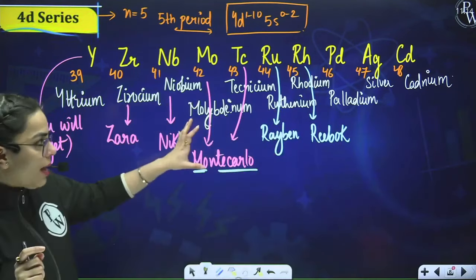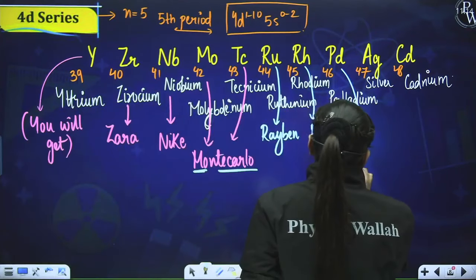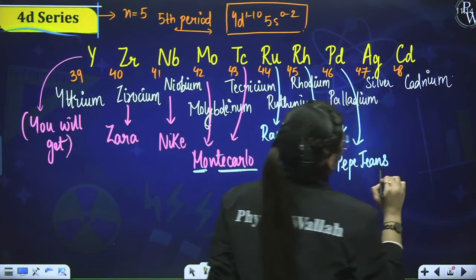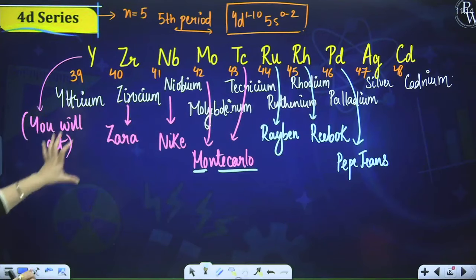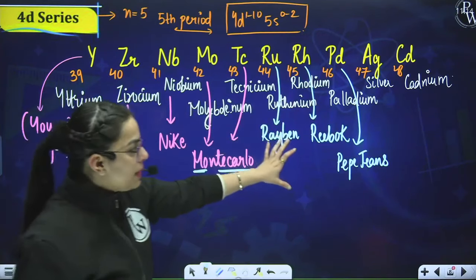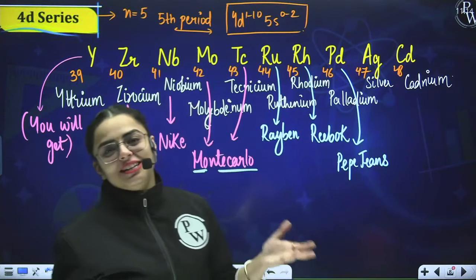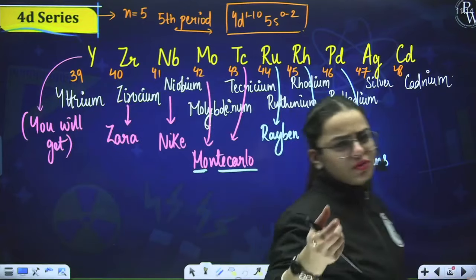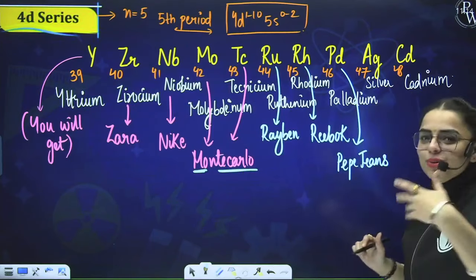Now see basically what happens. From PD, we have Pepe Jeans, right? Now this is also a brand name. Now you have AGCD. Now see what my trick is over here. You will get Zara, Nike, Monte Carlo, Ray-Ban, Reebok, Pepe Jeans. Okay, agencies. Now see everyone, it's a wish for everyone to get these brands, right? Some of you may like them or some may not. It is up to you. I am just making a trick so that you can remember.